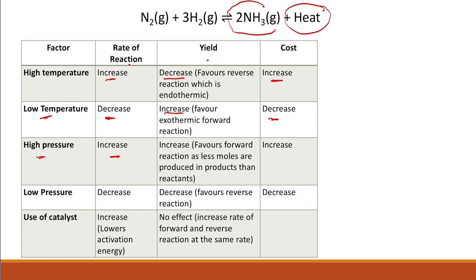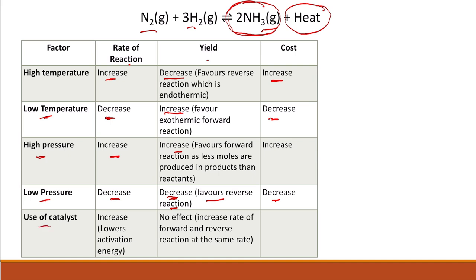pressure increases the rate of the reaction, and the yield also will increase, because increasing pressure will favor the side which has a lower number of moles, which is the side of the product. But the cost of the process will increase if we use very high pressure. If we reduce the pressure, the rate of the reaction will decrease, and the yield will decrease because it's going to favor the reverse reaction, as there are more moles on the reactant side, and the cost will decrease. So to balance between the cost, yield, and rate, we need to use 200 atmosphere pressure.